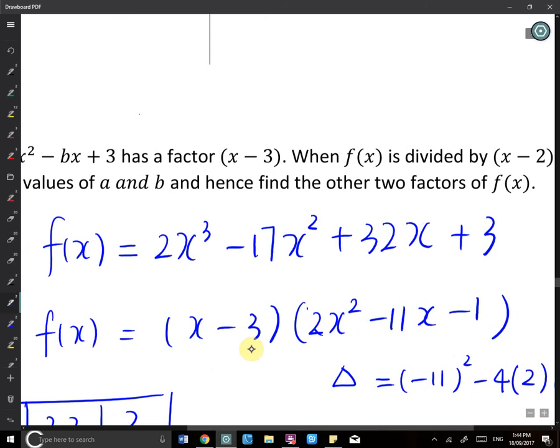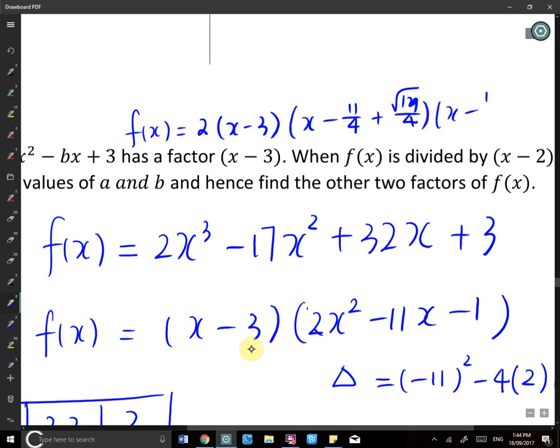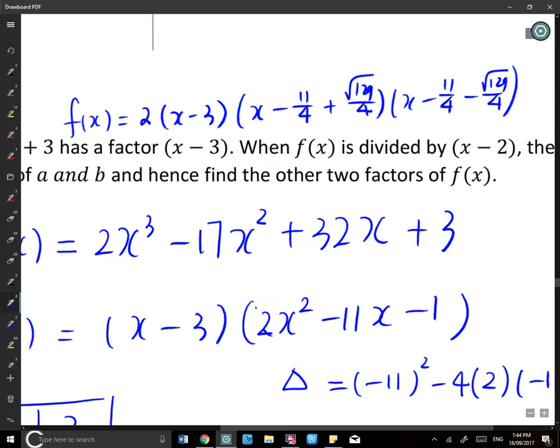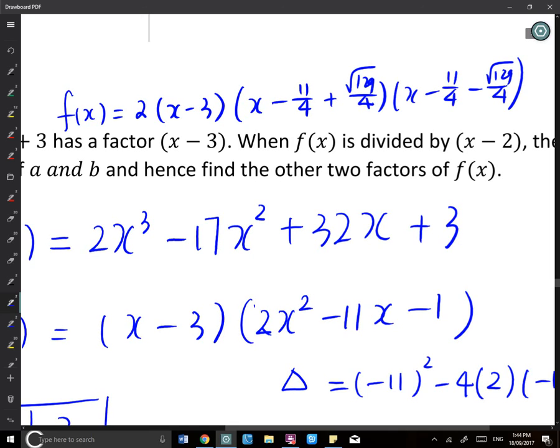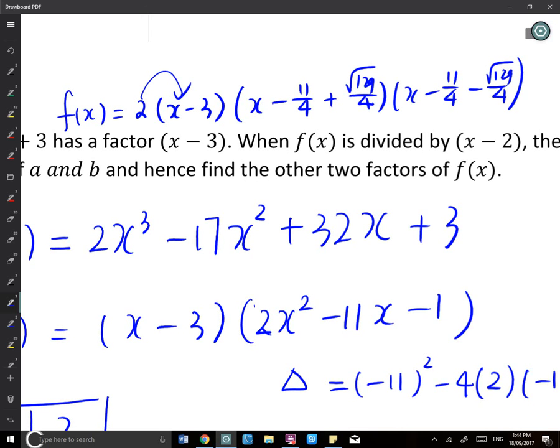What you can do is f(x) is 2x minus 3, x minus 11 over 4 plus root 129 over 4, x minus 11 over 4 minus root 129 over 4. Like this, you just take the whole thing. You can combine the 2 with any bracket. You can go inside that one, 2x minus 6. Well, it's a constant, it's not a factor. The factors involve x. It's more like a coefficient, more like a number. It's not having 4 factors. The factor is the linear.